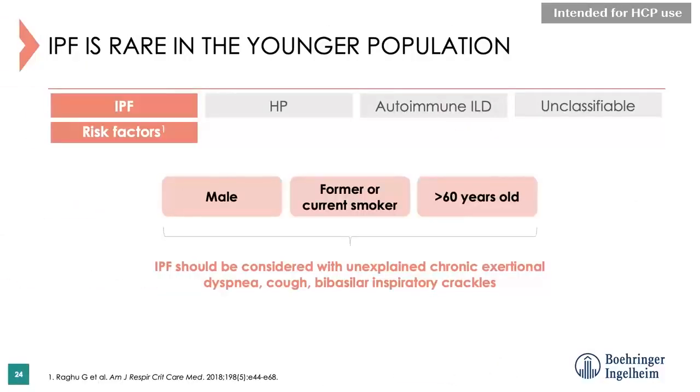IPF is rare in the younger population. The primary risk factors include being older male smokers. Patients are diagnosed after age 60. Most have some degree of smoking history. Most are former, however. And then male are more common than females. And so IPF should be considered in anybody with these risk factors, along with unexplained chronic exertional dyspnea, cough, and certainly anyone with bibasilar crackles on exam.